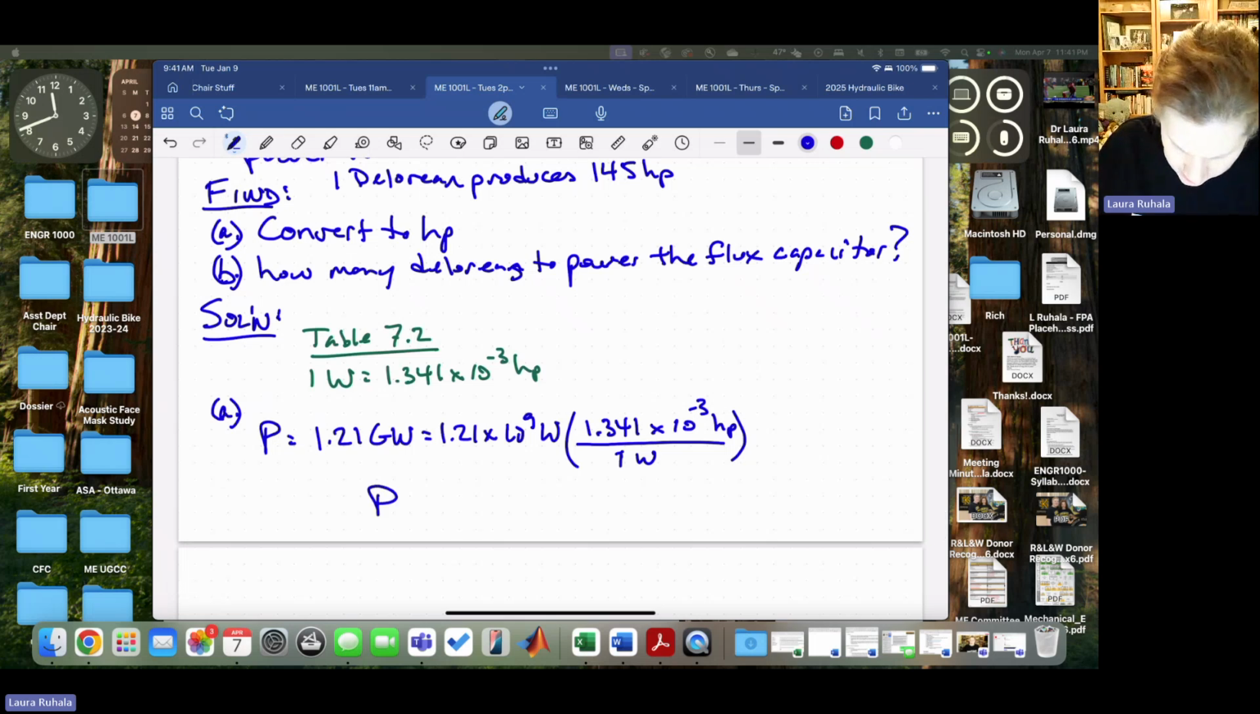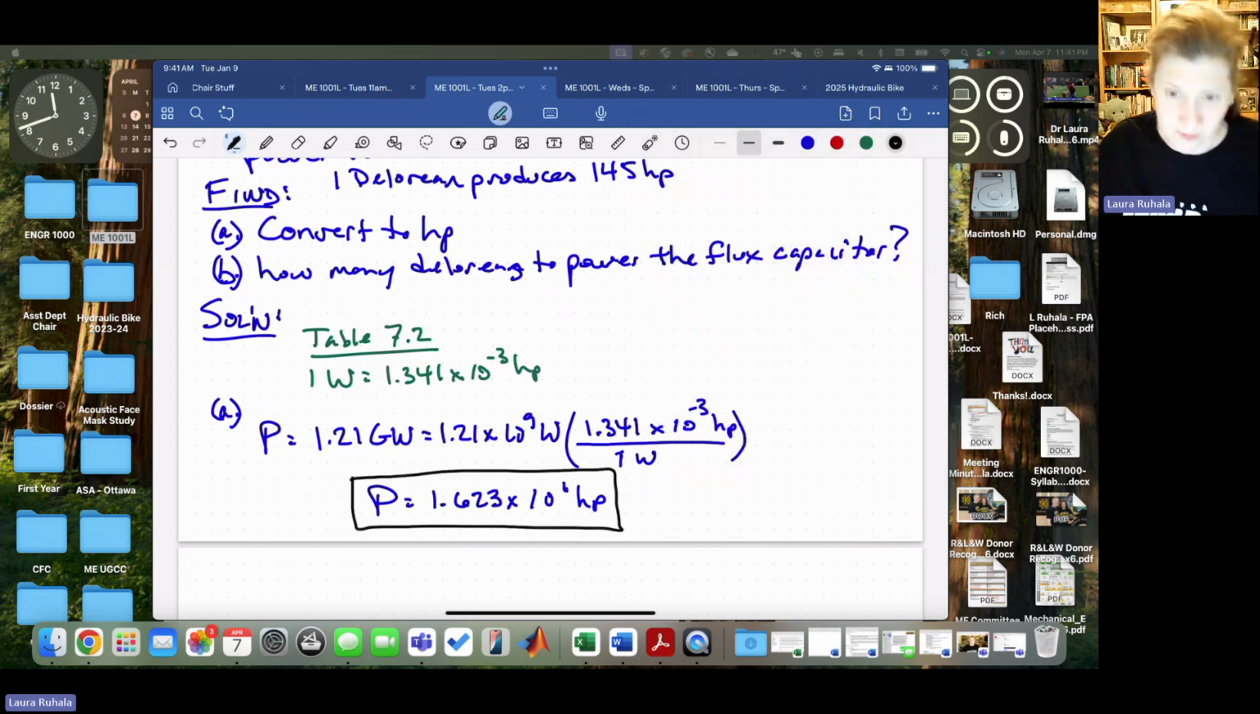We get the power needed is 1.623 times 10 to the 6. That is a large number. Totally right, a large number. So we have to have like 1.6 million horsepower.